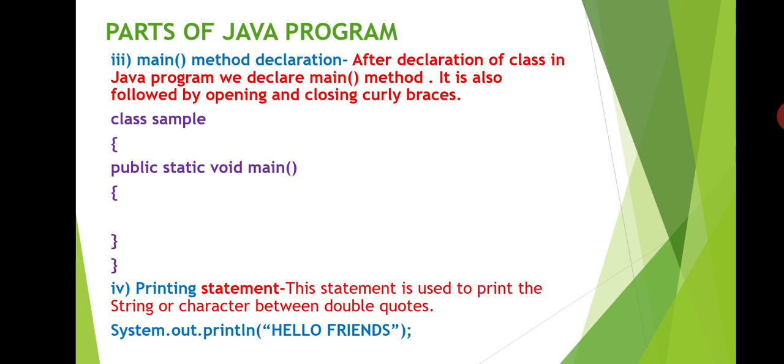Then we have the printing statement. Suppose you want to print anything in Java, like your name or some other value, then for that you will use system.out.print or system.out.println. Now any message which you want to print, you should give it within double quotes.